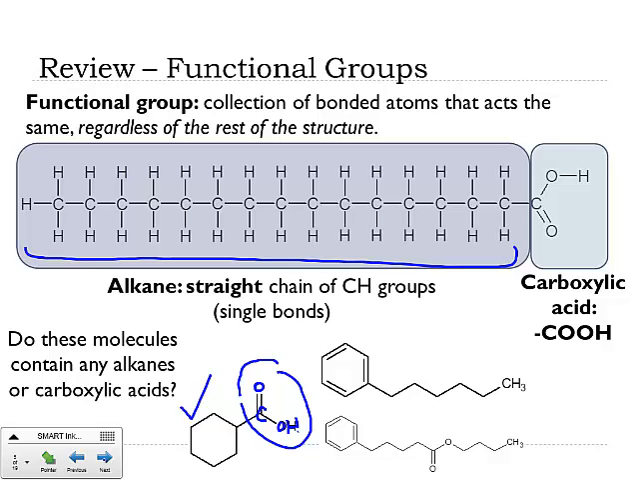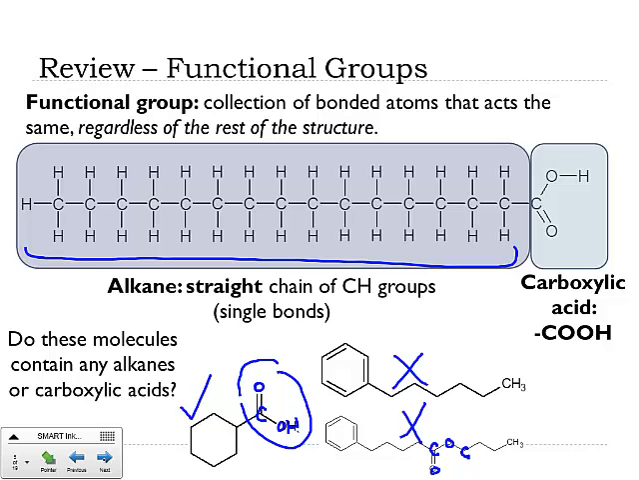What about the upper one on the right? I don't see any COOHs, so there's no carboxylic acids in this one. And down here, I see a COO, but there's a C here, right? There's no H there. So this is not a carboxylic acid. You want to be able to identify functional groups.